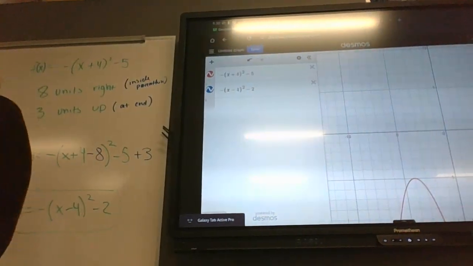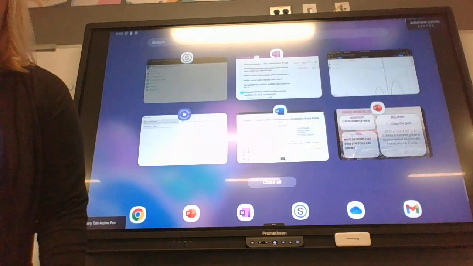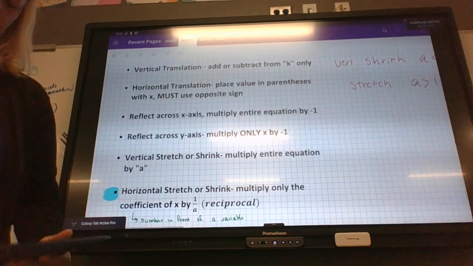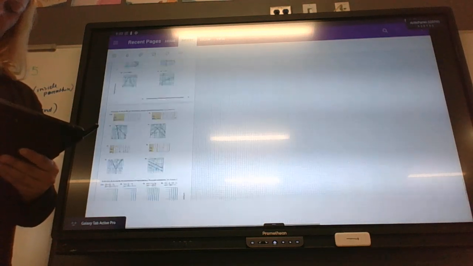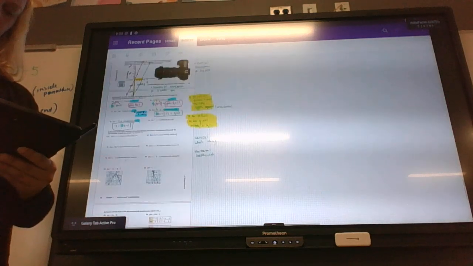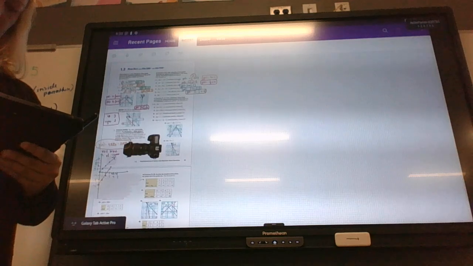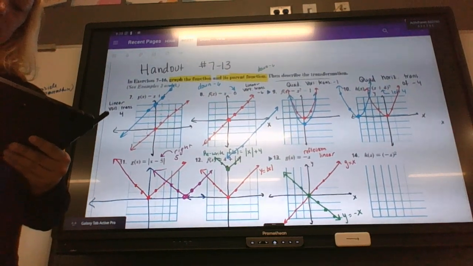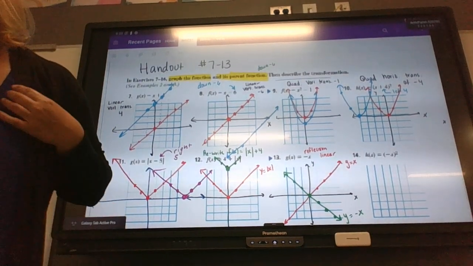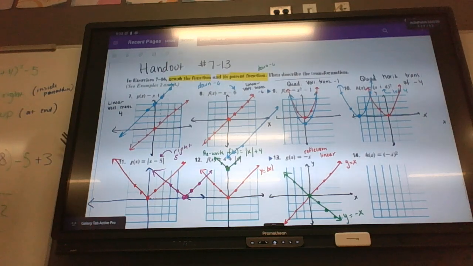Any questions on that? All right, let's head to the handout. Handout from last week. Kind of hard to look at. I know it's a lot to see, kind of all in here.